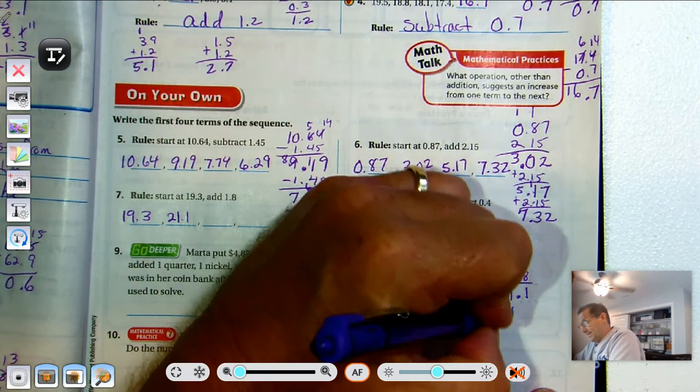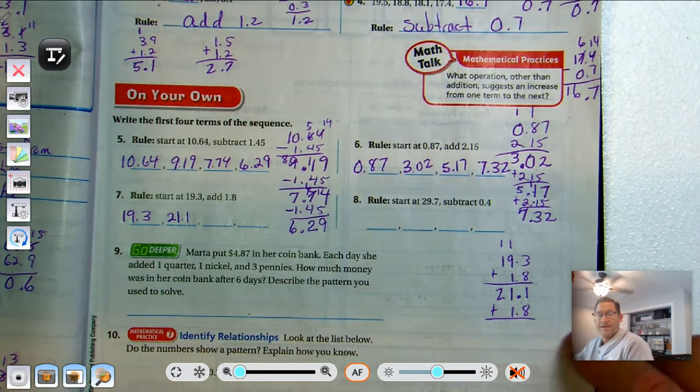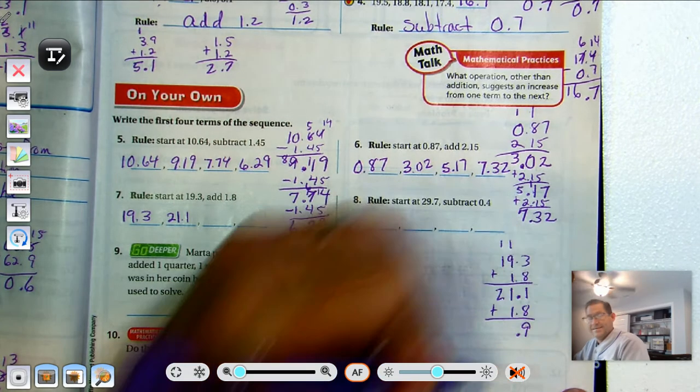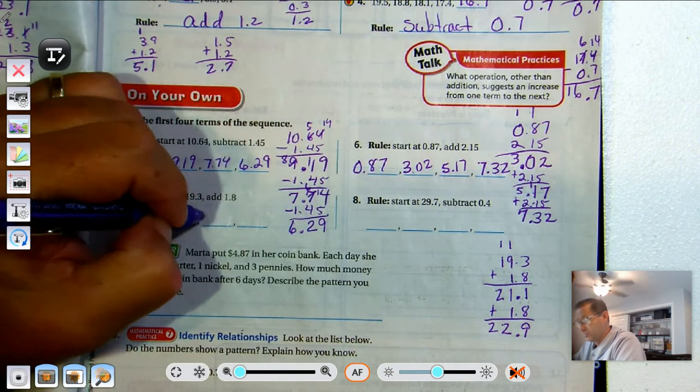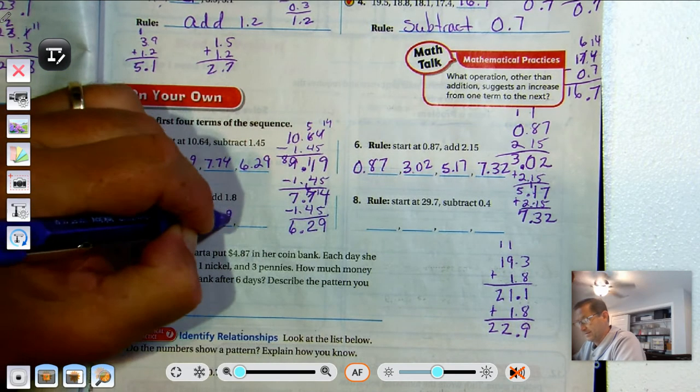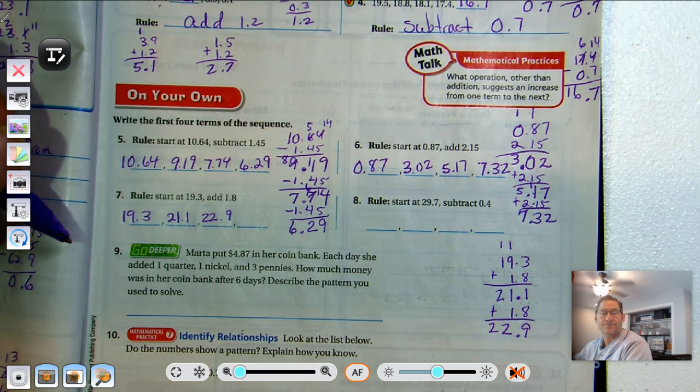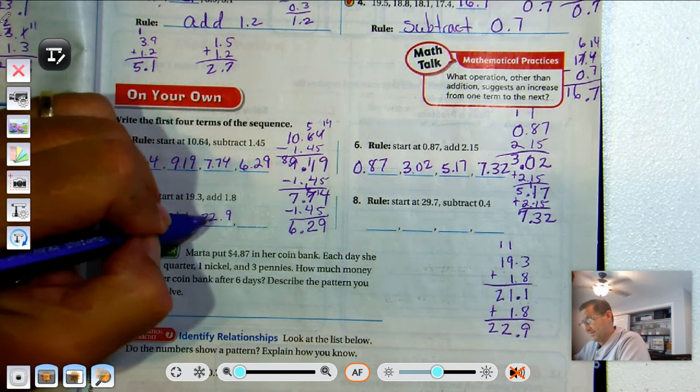Add 1.8 to that. 8 tenths plus 1 tenth is 9 tenths. 1 plus 1 is 2. And 2 tenths plus no tenths is 2 tenths. So 22 and 9 tenths.